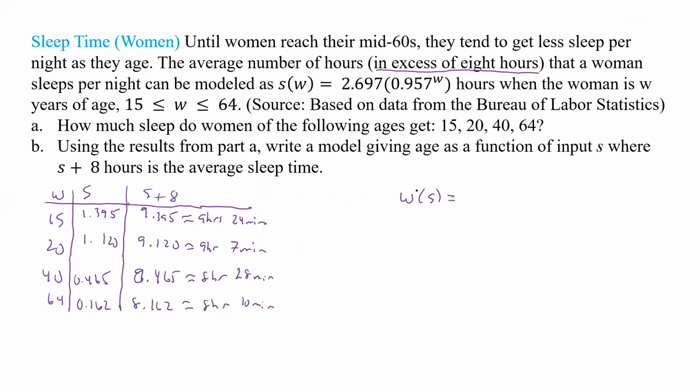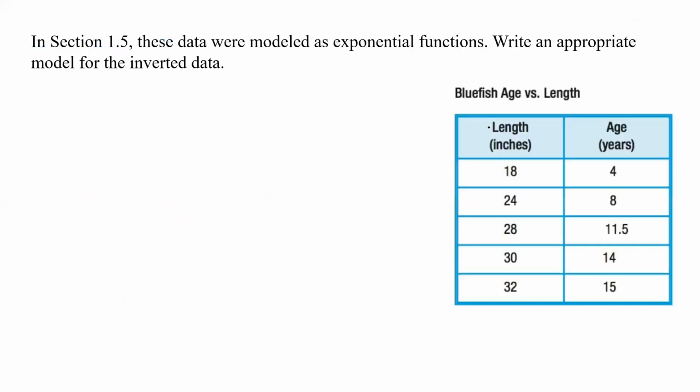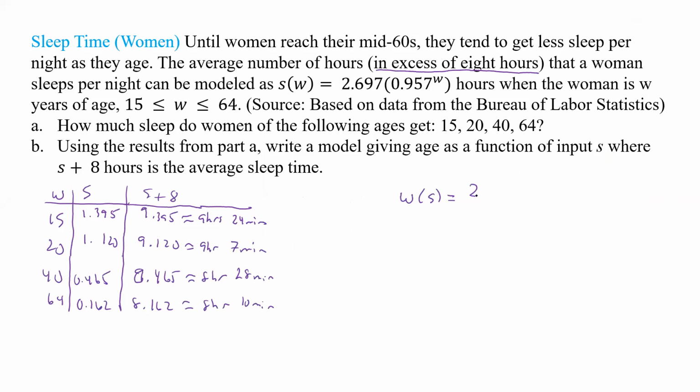So W of S is equal to, and let me write that back, we had written down 22.573 minus 22.752 ln of S. Okay, and our W is going to be years old, and that value is going to be within the 1.395 and the 1.62. So that's going to be 0.162 less than or equal to 1.395, less than or equal to... Okay, so that's how we do that one.